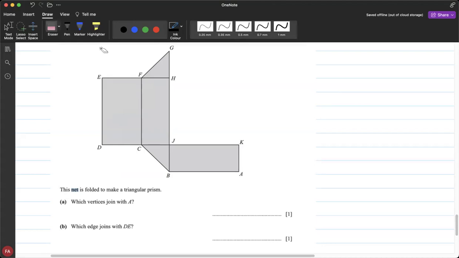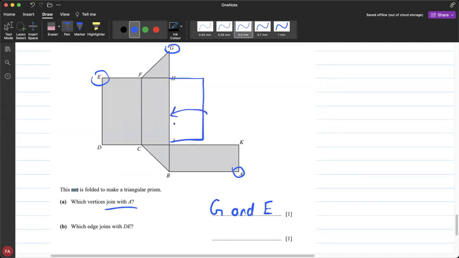But anyways, so the question reads, which vertices, again, that means it's more than one, join with A. So where's A? A is over here. So I know that this point is going to be on top of this, and it's going to get connected with G and E. So I can easily see that the answer is going to be G and E. Very easy, right? Because like I said, this will come over here, and then you will make this vertical up. Similarly, that's going to be laying flat over here. So they all join at this point.